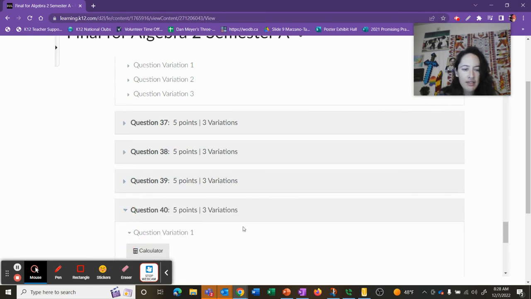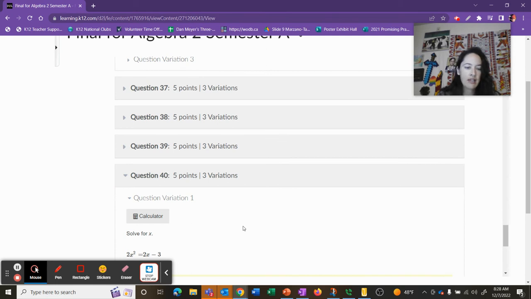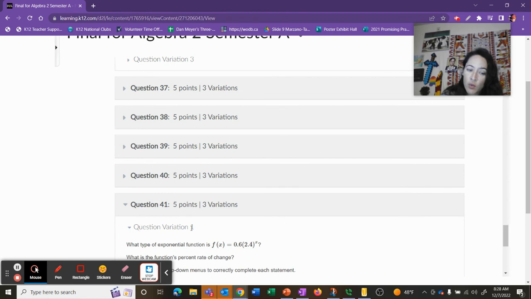Definitions, almost done. Solve for x. However you would like to solve for x, it's up to you. You can factor, you could complete the square, you could use the quadratic equation, you could graph. Ooh, you have to put it in standard form. What type of exponential function? Look up again, what does this mean? And then what is the rate of change? Think about that 1 plus r. r is the rate of change. So look at this base, but read the statements. You're going to have to read.